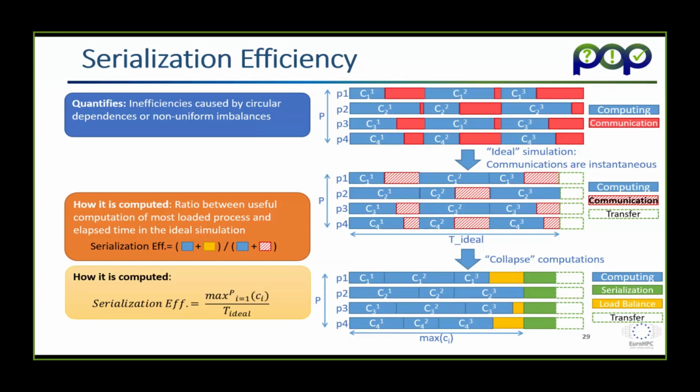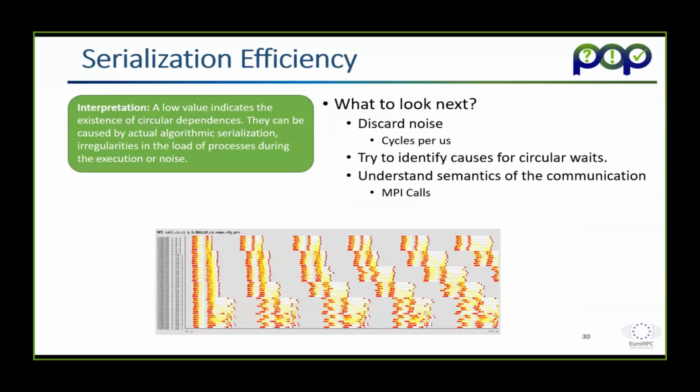And why is it the most complex one? It's the most complex one because it can have a lot of different sources. The serialization can be a real chain of dependencies, when you have one process and then another one and then another one, which in our mind is more serialization. But it can also be different load imbalances. The example that I was showing you at the beginning, where you have one iteration with one load imbalance pattern and another iteration with another load imbalance pattern, will be accounted as serialization too.